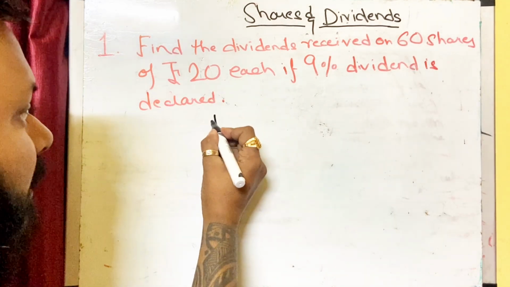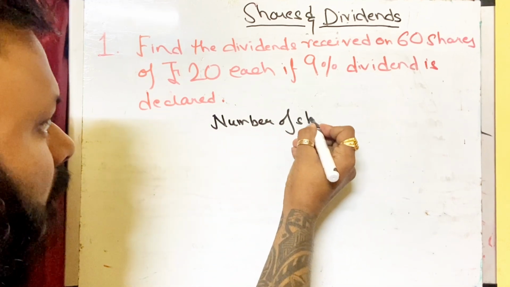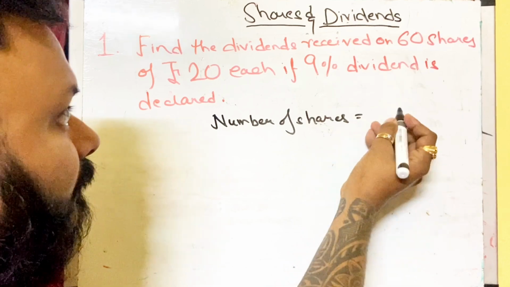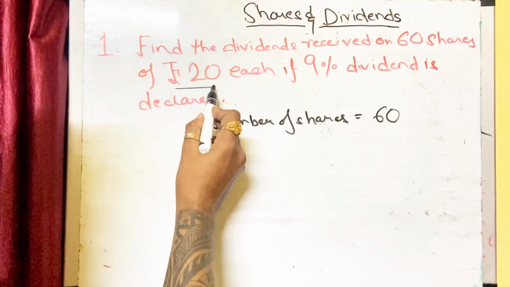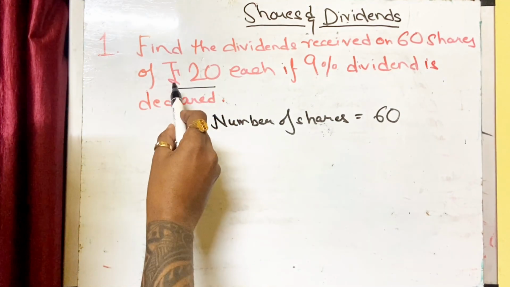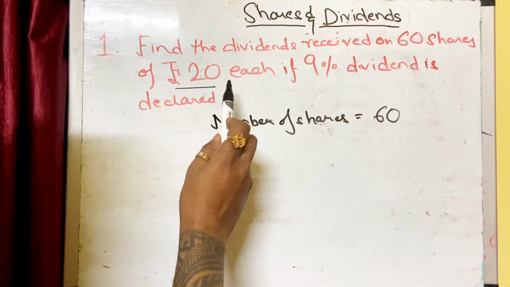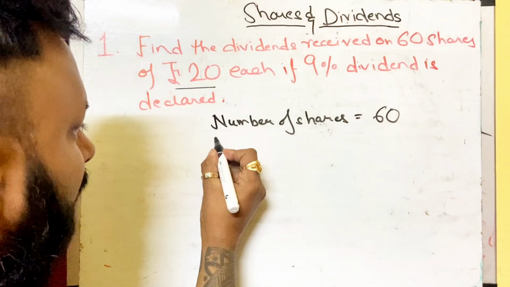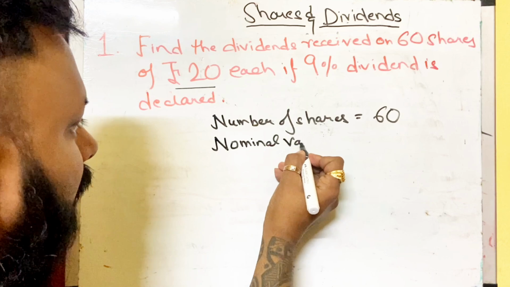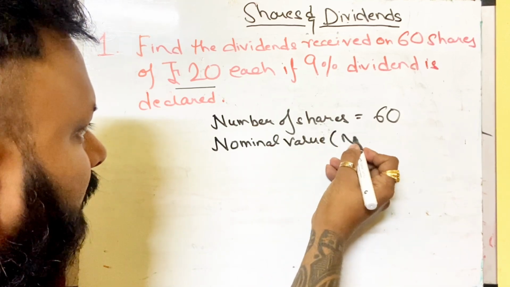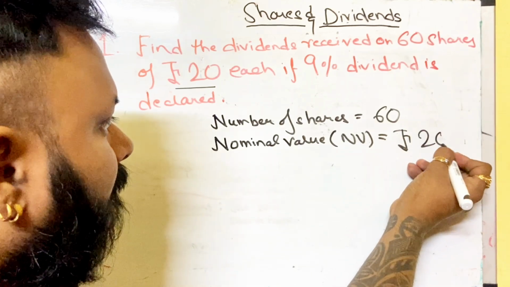It is number of shares is equal to 60. Fine. Now this one, rupees 20 each. What does this mean? Rupees 20 each means this is the nominal value or the face value of each share. So what is the nominal value or the face value? The nominal value or the face value for each share, it is NV, is equal to rupees 20.